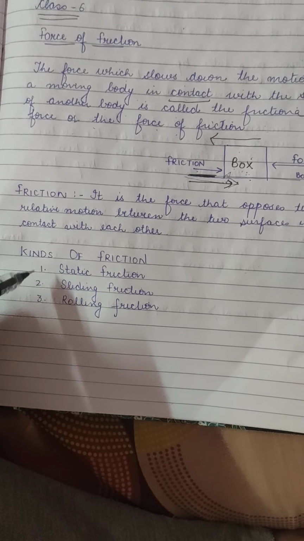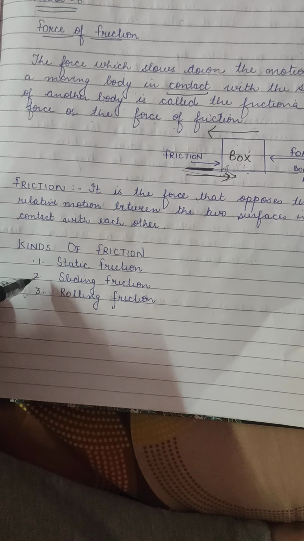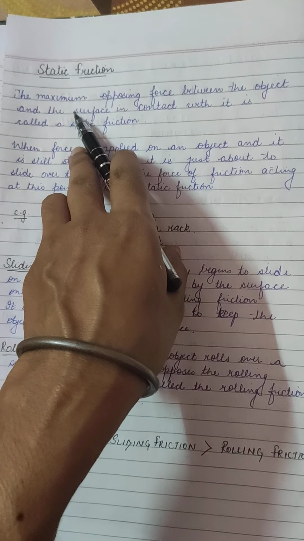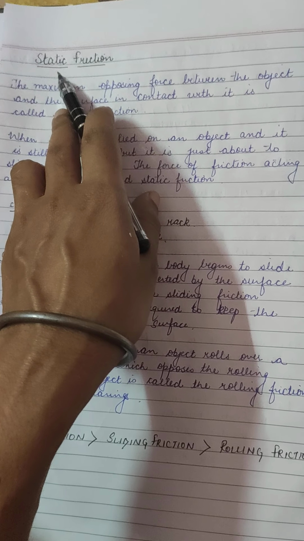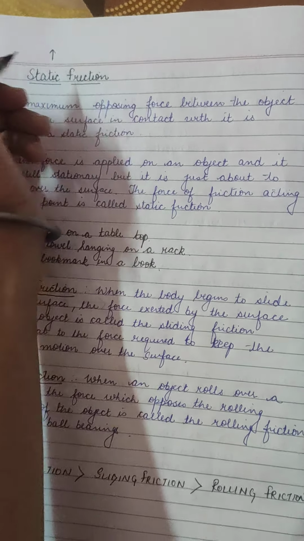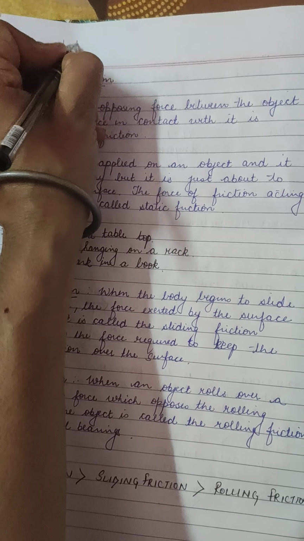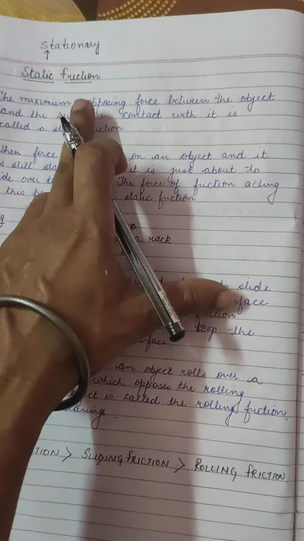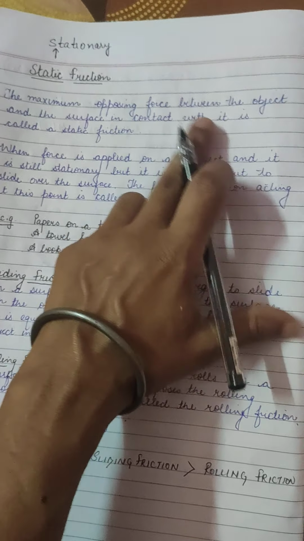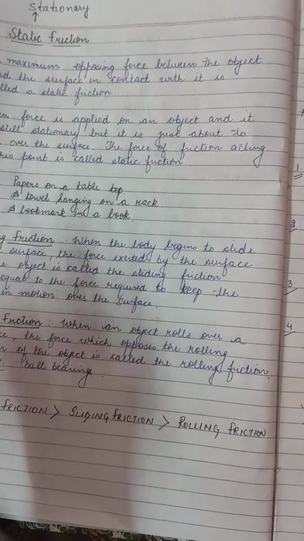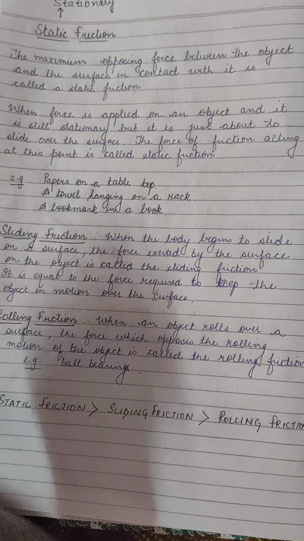There are three kinds of friction: static friction, sliding friction and rolling friction. The first one we are going to do is static friction. Static, from the name it is clear: when the body is static, or stationary. The maximum opposing force between the object and the surface in contact with it is called static friction. We will do this step by step.